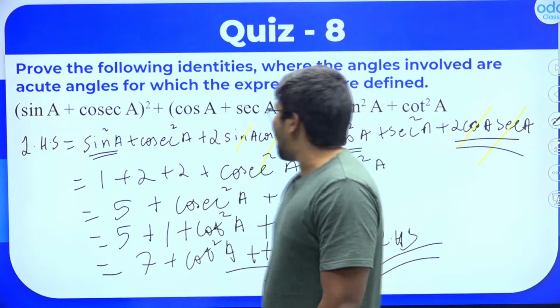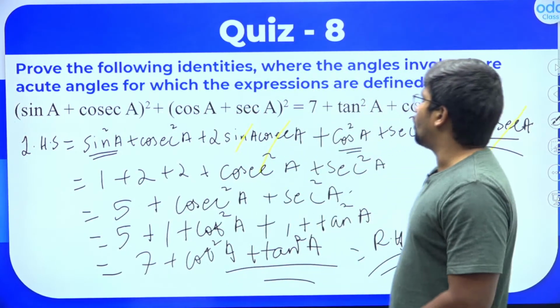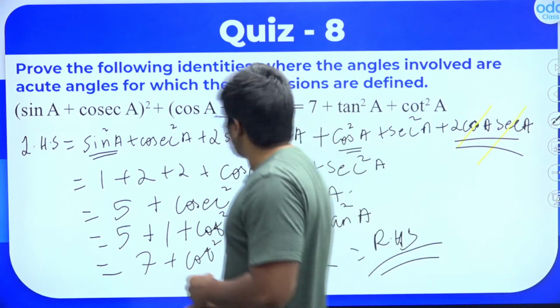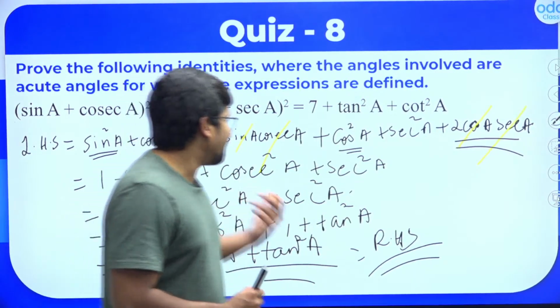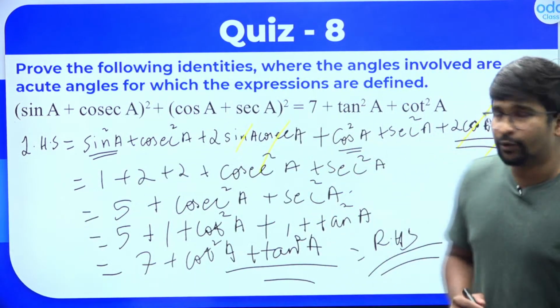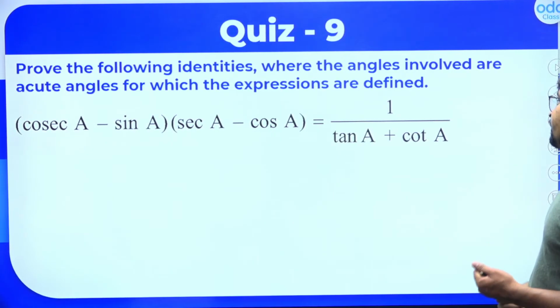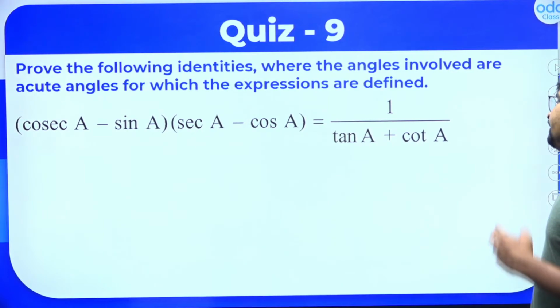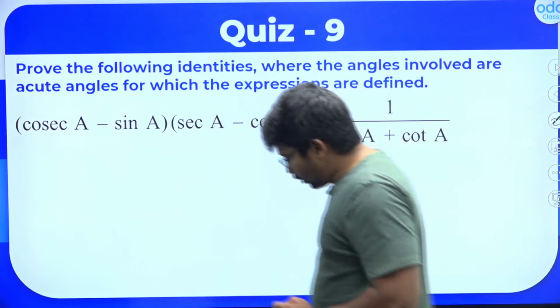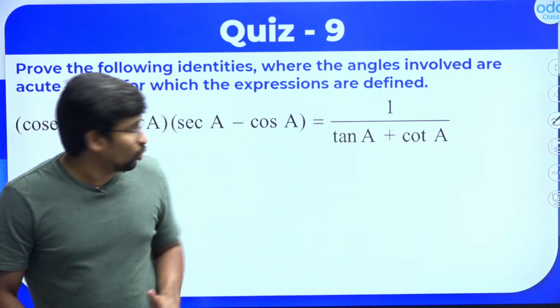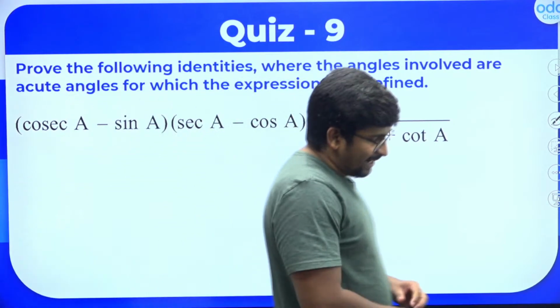Hence it is proved that (sin A plus cosec A) the whole square plus (cos A plus sec A) the whole square is 7 plus tan square A plus cot square A. Very simple question then. Correct? Now let's do one more question: (cosec A minus sin A) into (sec A minus cos A). You have to prove that it is equal to 1 divided by (tan A plus cot A).